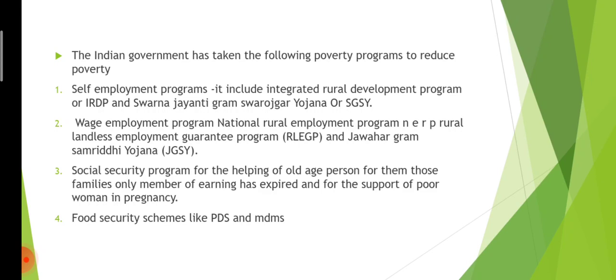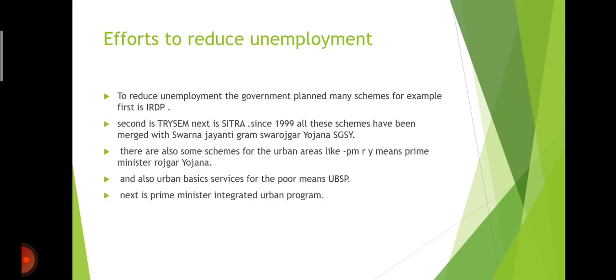JGSY. Social security programs were also launched for helping old age persons, for those who have only a single earning member or where the earning member has expired, and also for the support of poor women in pregnancy. Also food security programs were launched like the PDS, Public Distribution System, and MDMS, Midday Meal Scheme.